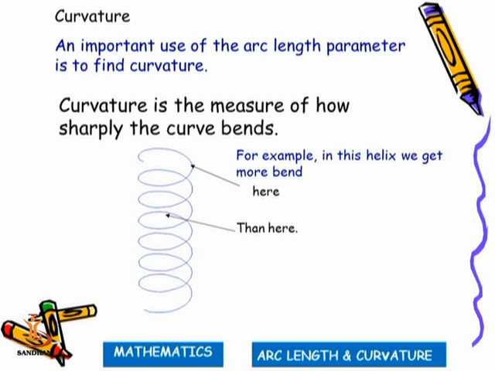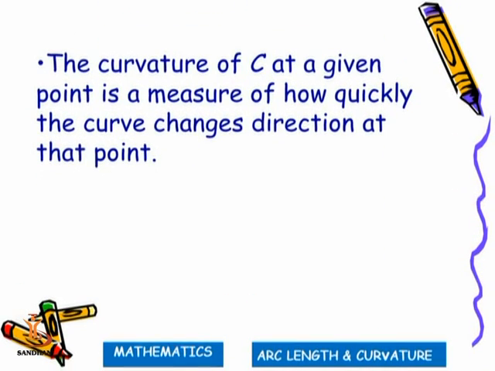Curvature is a measure of how sharply the curve bends. We can see how the curve bends here. Here we have a diagram. In this helix example, we can see the more it bends, that is our curvature. The curvature of C at a given point is a measure of how quickly the curve changes direction at that point. So curvature is very interesting.